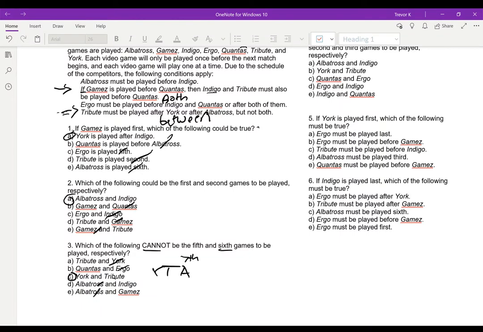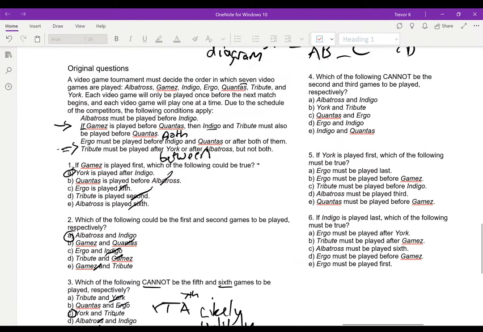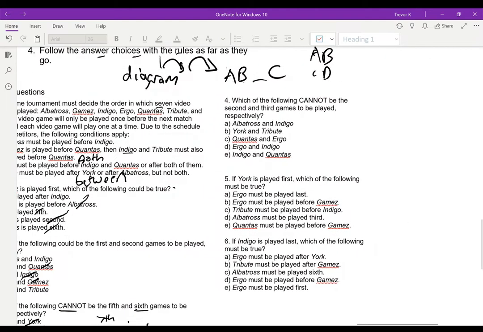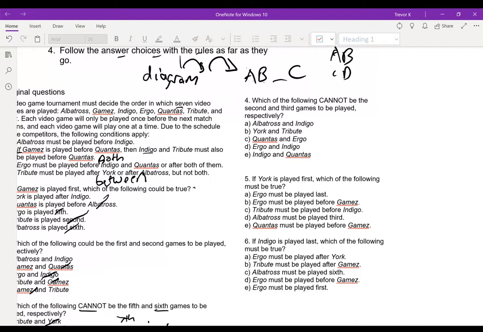So pretty straightforward. Again, notice I'm relying a lot on what seems likely or unlikely as I go through this, because it's going to take a long time to check all these. So it's way easier to just check what seems likely or unlikely. All right. Which of the following cannot be the second and third games to be played respectively? For second and third, we're going to do a similar thing. Albatross and Indigo, second and third, yeah, probably fine.